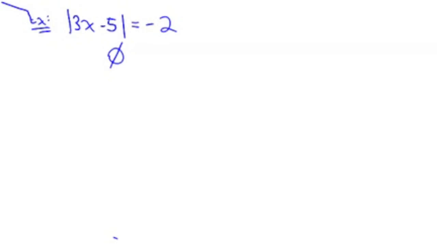Now, that doesn't mean don't do this one, but if I give you something like this, don't tell me it doesn't have any solutions, because this one does. Just because all of this mess on the left-hand side equals a negative number, that's irrelevant. You have to get the absolute value by itself. Number one mistake with this one.